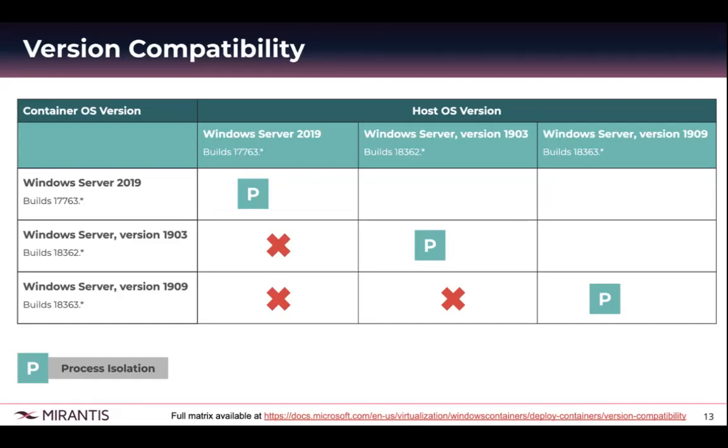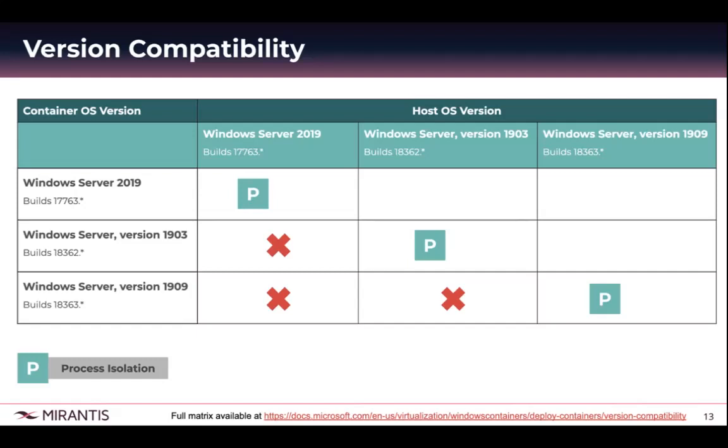And so this is based on what we call process isolation, which is the default mode of running containers both in Linux and in Windows. In process isolation, if I have five containers on the same host, they're all sharing the host kernel and that host operating system. Alternatively, in Windows, we do have a second option that we call Hyper-V isolation.